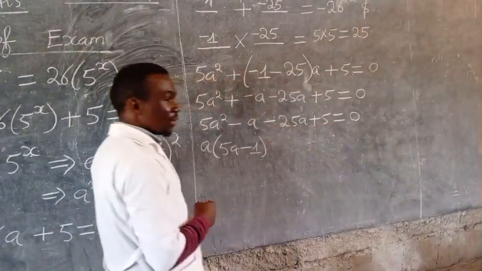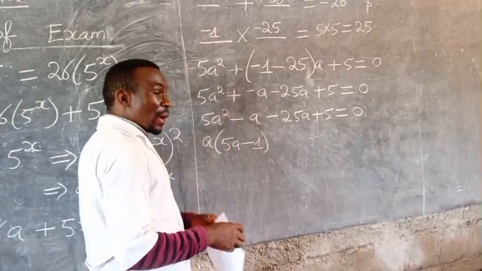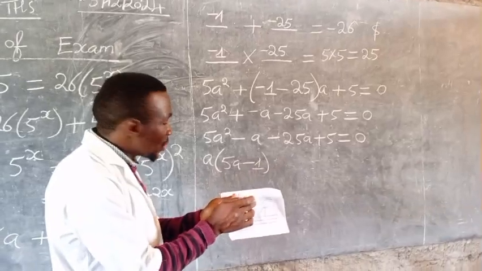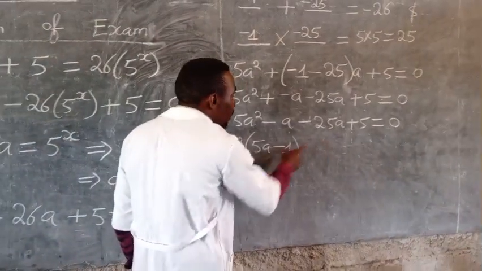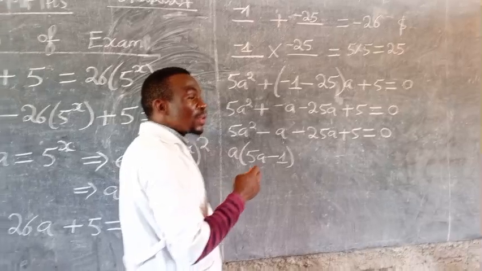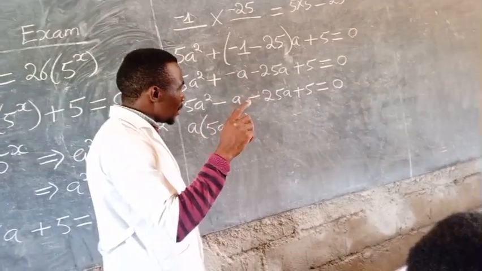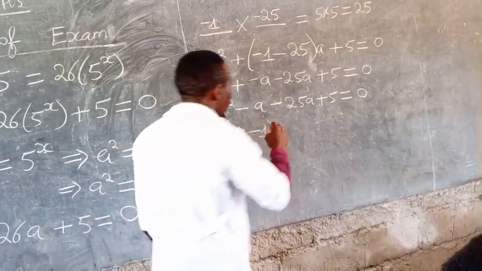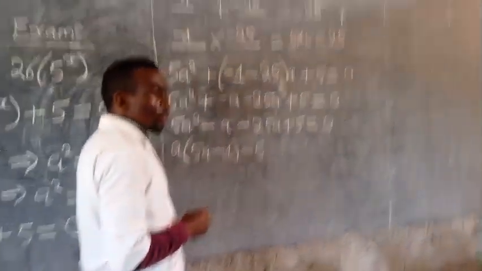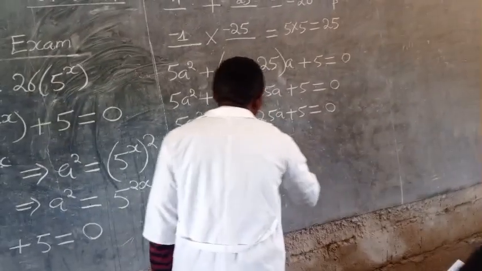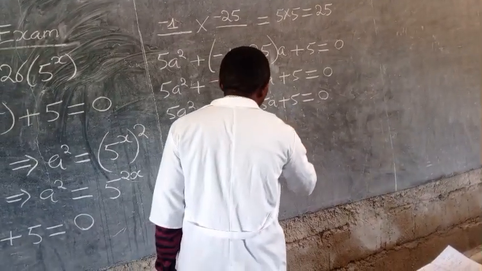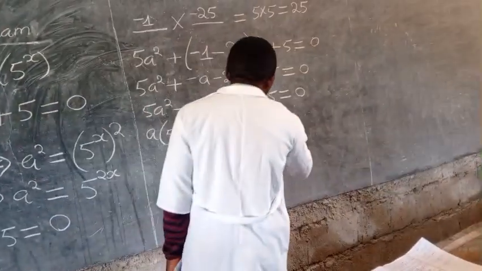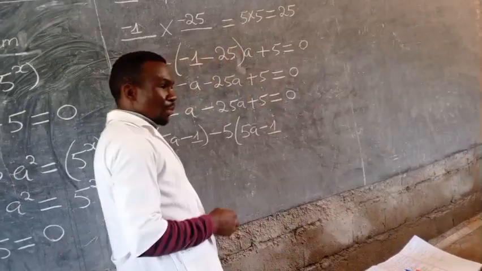What are we going to factor out? 5. We are factoring out something. We have the term we are taking out, right? We are going to perform the factorization in such a way that we are going to have 5a minus 1 in brackets, right? So we are not going to factor out 5a, not 5. We are going to factor out negative 5. Are you getting it? If we factor out negative 5, times 5a will give us negative 25a. Negative 5 times negative 1 will give us positive 5.